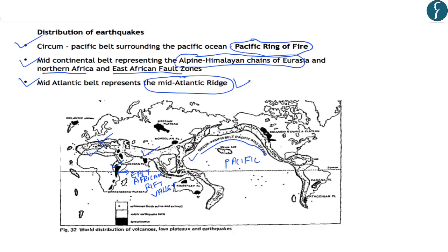So the distribution of earthquakes should be kept in mind, and it is also important for us from mains point of view as well. So the world distribution of earthquakes, volcanoes and fold mountains show that these zones are the plate boundaries according to the plate tectonic theory.